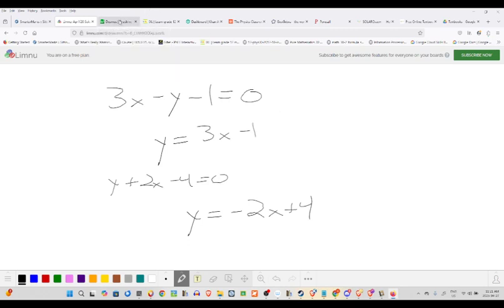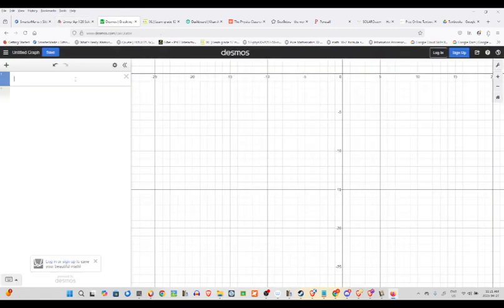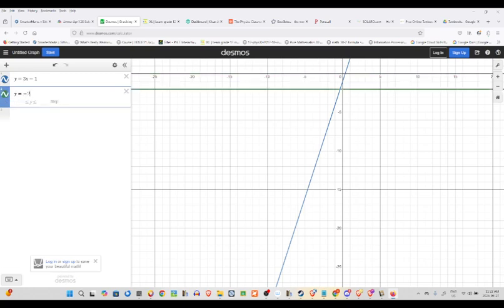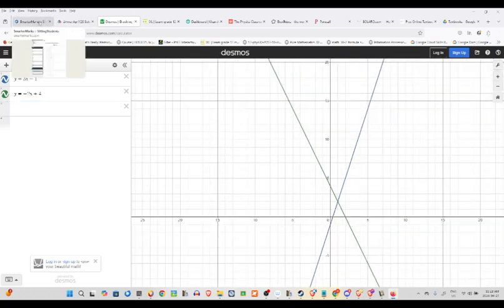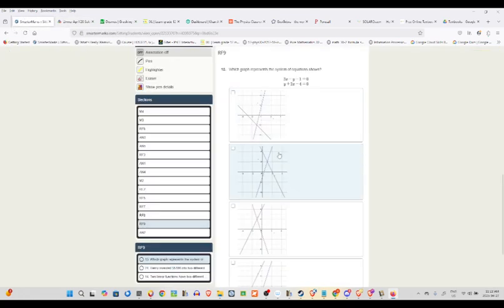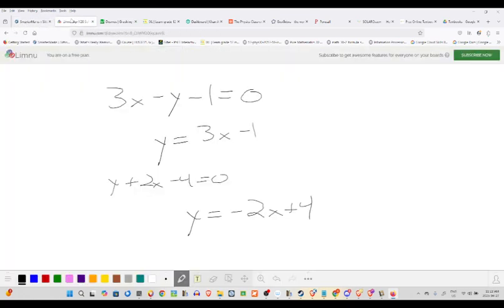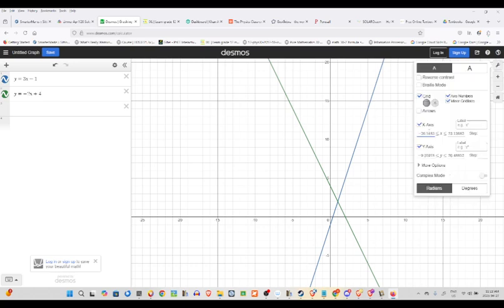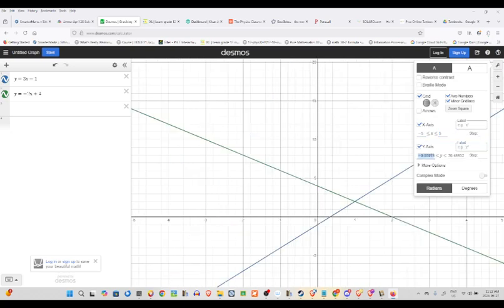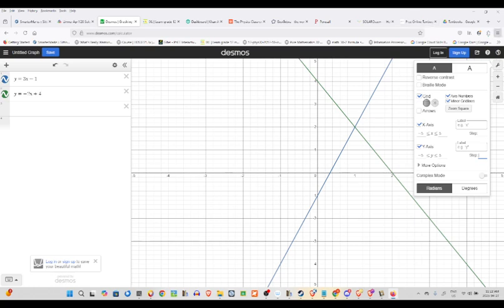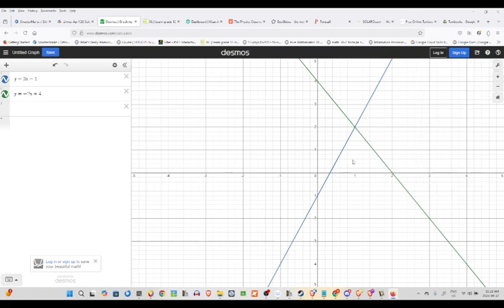So we have these two now. So y equals 3x minus 1. And y equals negative 2x plus 4. So we have our equations. All of these seem to have our x and y axes going between plus and minus 5. Okay. So this is the kind of graph we're looking at.